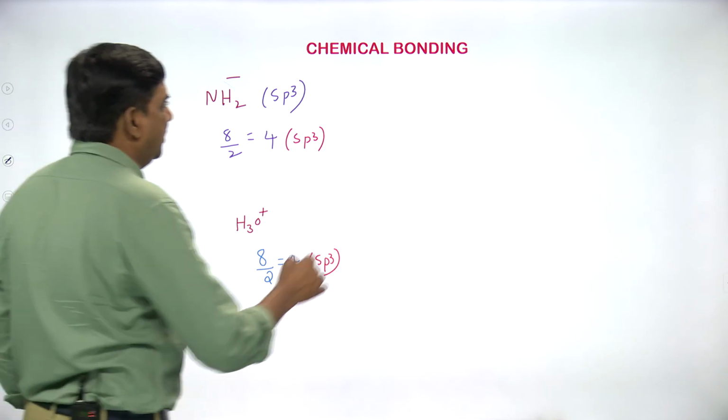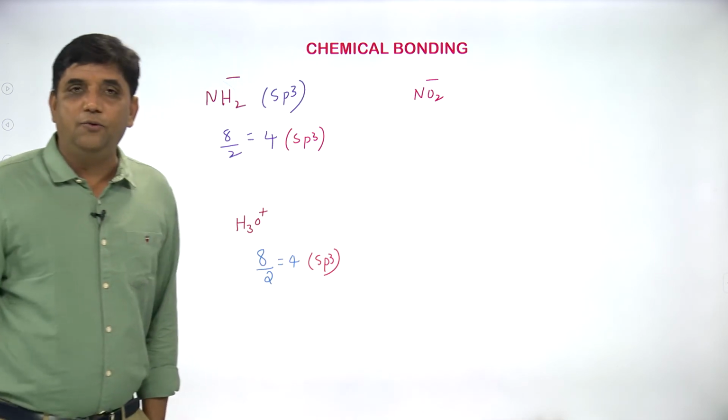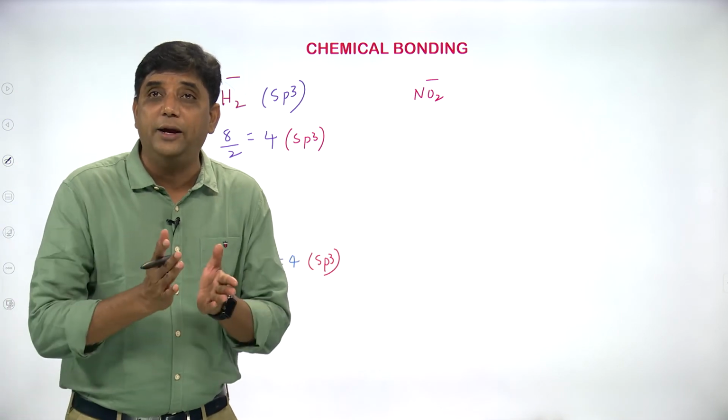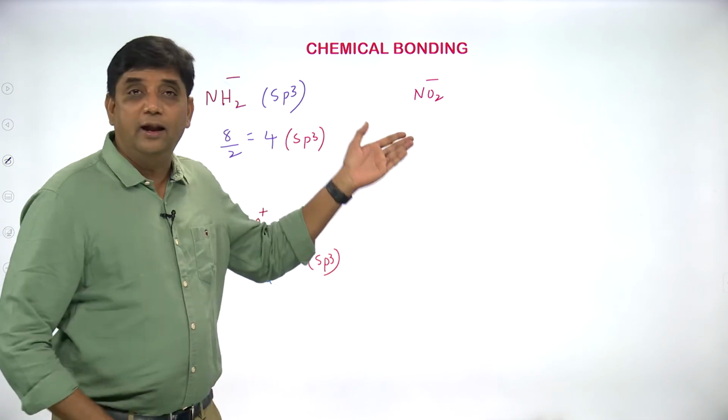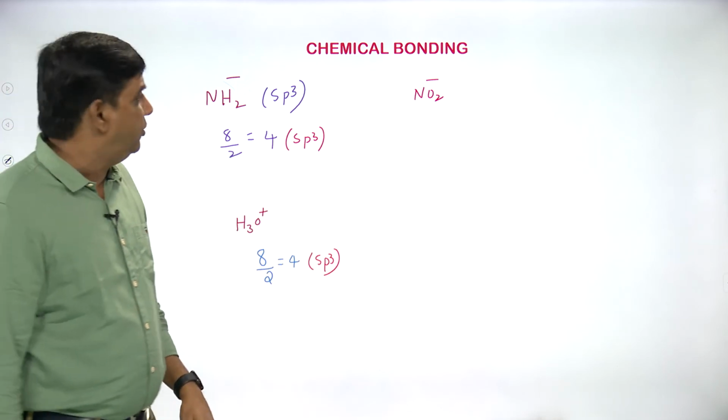Okay, for example, NO2 minus, students. How to find out the hybridization? This is very useful while calculating the hybridization for anionic species and cationic species like this. NO2 minus, how do you calculate?